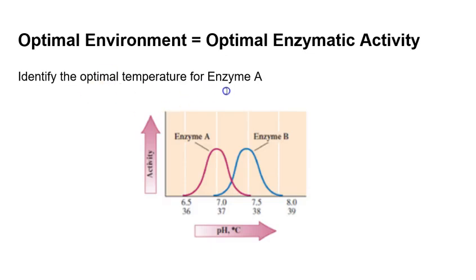Identify the optimal temperature for enzyme A. Again, in this graph, you can see our y-axis is showing the activity for enzyme A, and the highest activity would be here. So then the optimal temperature for enzyme A would be 37, and also the optimal pH for enzyme A would be 7.